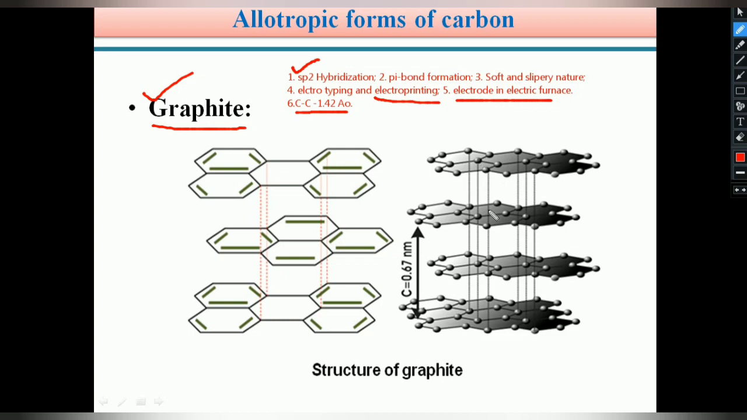There is a pi bond between the graphite layers. That's why it is soft and slippery in nature. It is used as a lubricant, and graphite is also used in pencil leads. This graphite is used for the preparation of pencil leads. So this is about graphite. It is an allotrope of carbon.